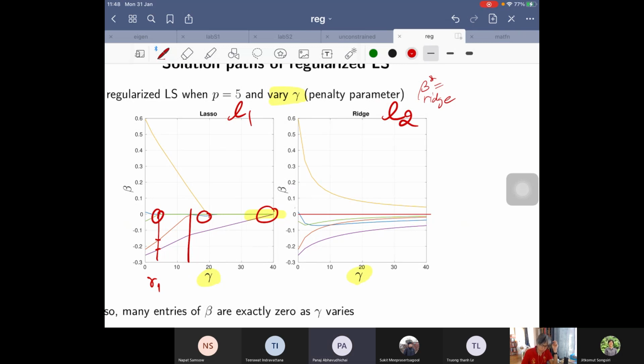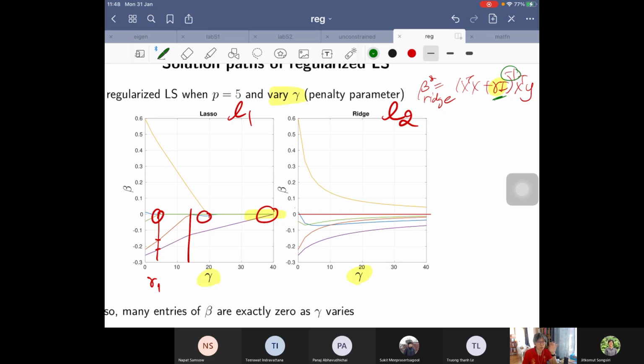X transpose X plus gamma I inverse X transpose Y. If you look at this expression, what happens when gamma is big? The beta is small. Gamma is big, and this is an inverse: the diagonal of X transpose X plus gamma I is large, so the inverse is small, right?